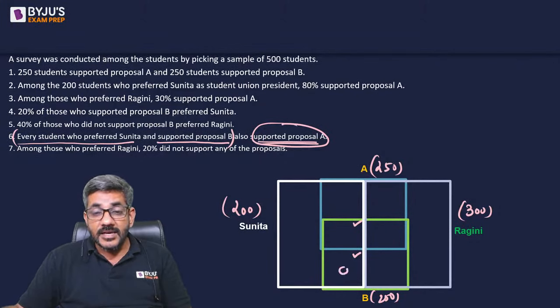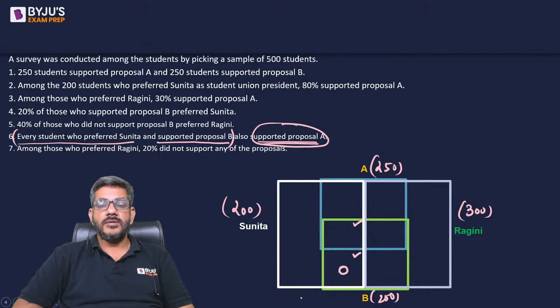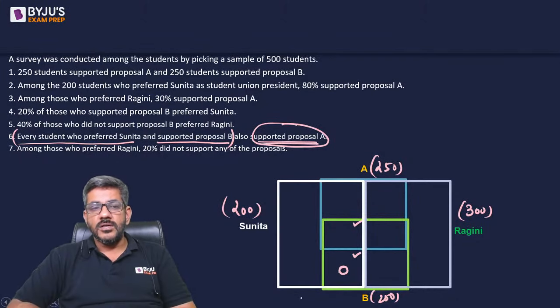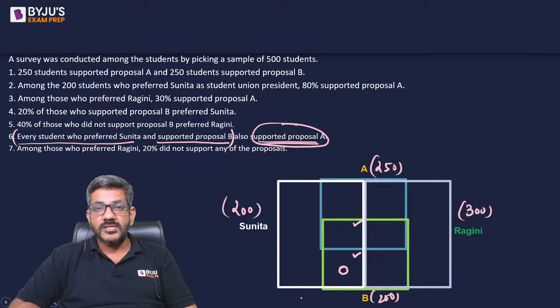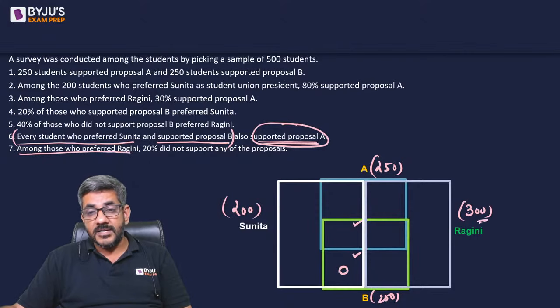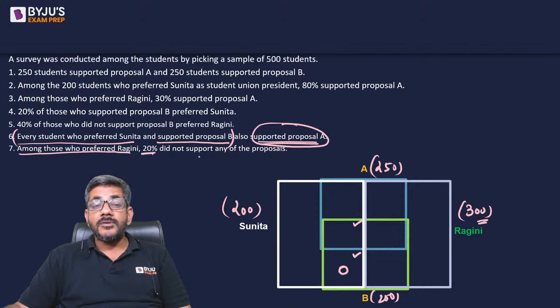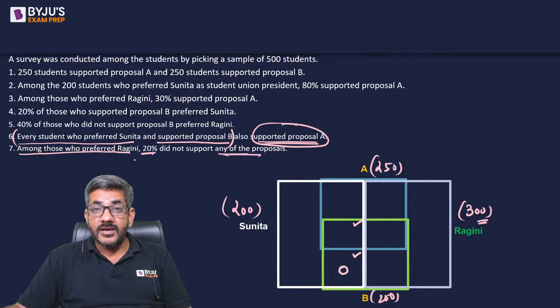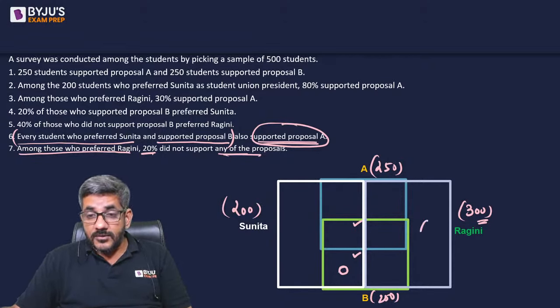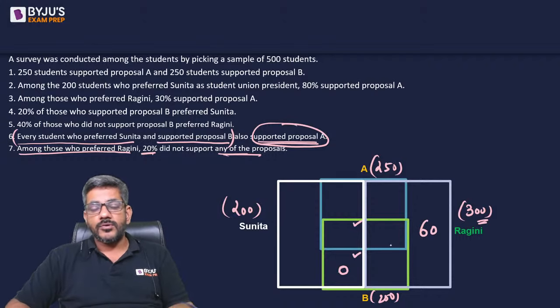Can I say this area becomes 0? Immediately I get to know that the area becomes 0. I'm sure all of you have understood this point. Next. Among those who preferred Ragini, that is among 300 people, 20% did not support any of the proposals. What is 20% of 300? 60. 60 people did not use any proposal. So this is my 60 over here.